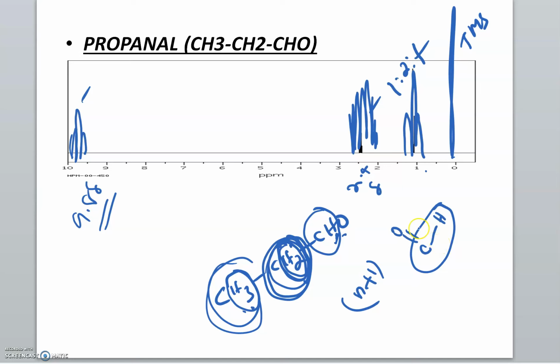it is de-shielded due to this pi electron. It is called the paramagnetic de-shielding effect. That is not in your syllabus to study. Actually, there is an effect like that. That is, it is less shielded. Paramagnetic effect.